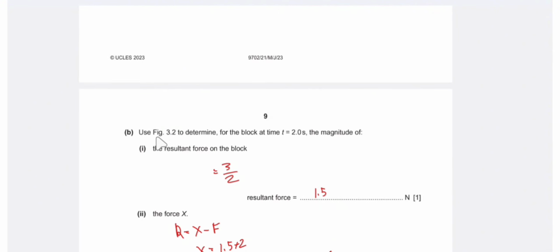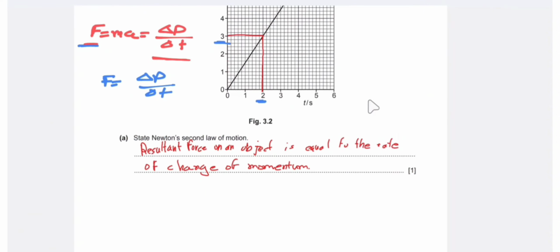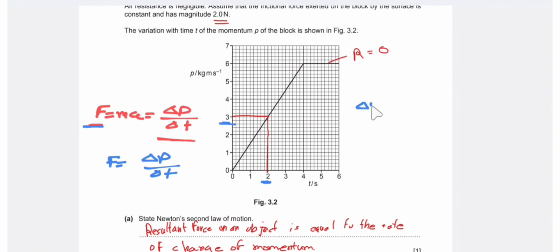Then use figure 3.2 to determine, for the block at time 2 seconds, the magnitude of the resultant force. So we need to find the magnitude of the resultant force, and we are given the time, that is 2 seconds. We know that resultant force is equal to change in momentum by change in time. So what is the change in momentum? We are given a graph of momentum against time. For time t equal to 2 seconds, the momentum is 3. So the change in momentum is the final momentum, 3, minus the initial momentum, 0. So the change in momentum is 3.